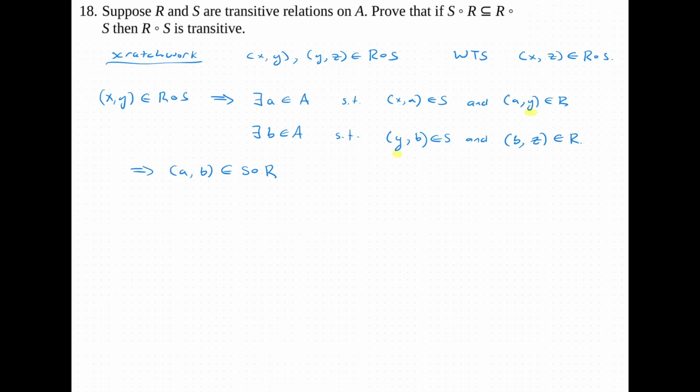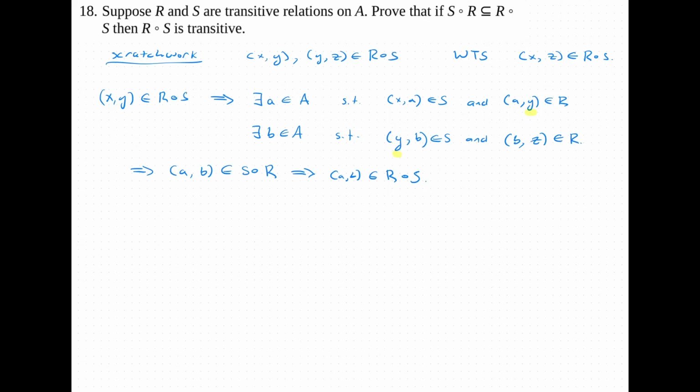Whenever we want to show something is in a composition, there must be some intermediary element y, and then we drop the y in the ordered pair, and so now we have (a, b) is in S compose R. But now, with (a, b) being in the composition of S with R, we can use the assumption that R compose S contains the composition S with R. And so this is telling us that (a, b) is in the composition of R with S. And so we got this here.